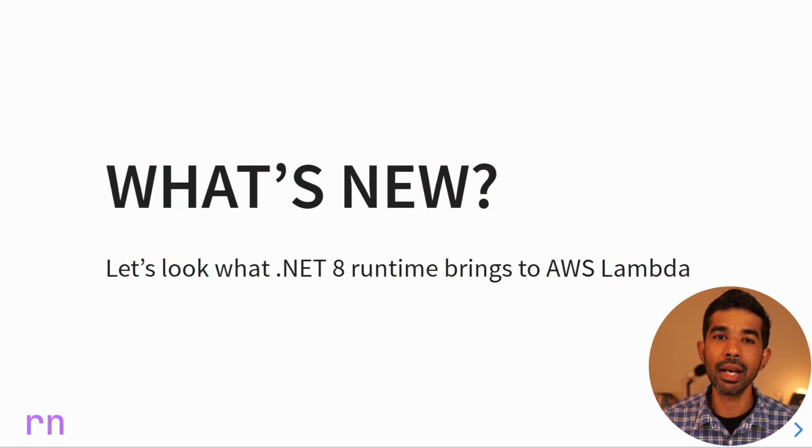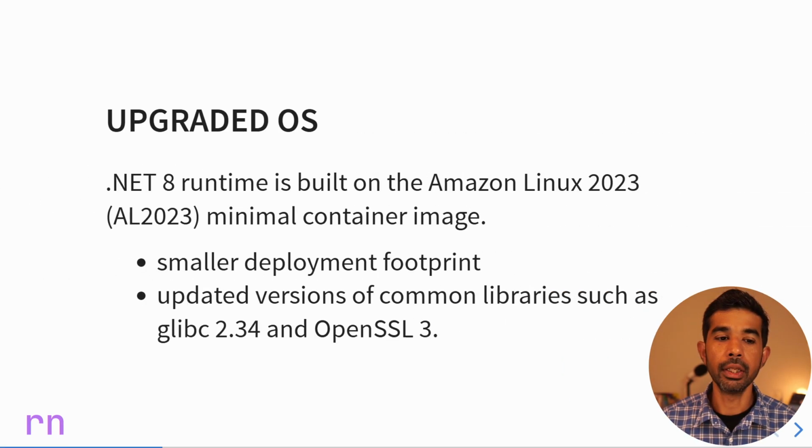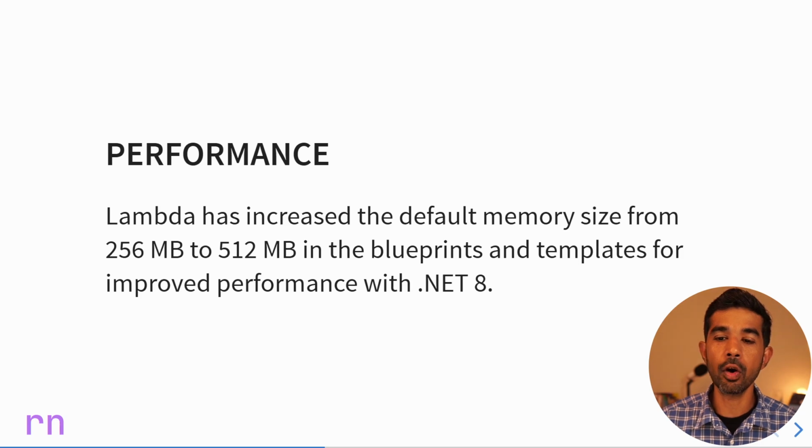Before we head into code, let's quickly see what's new with AWS Lambda and .NET 8 runtime. The .NET 8 runtime is built on the Amazon Linux 2023 minimal container image. Now this is a smaller deployment footprint and also has the updated versions of common libraries. Lambda has increased the default memory size from 256 MB to 512 MB in the blueprints and templates for improved performance with .NET 8. So when you create a new Lambda function, you will see that by default, the memory is set to 512 MB.